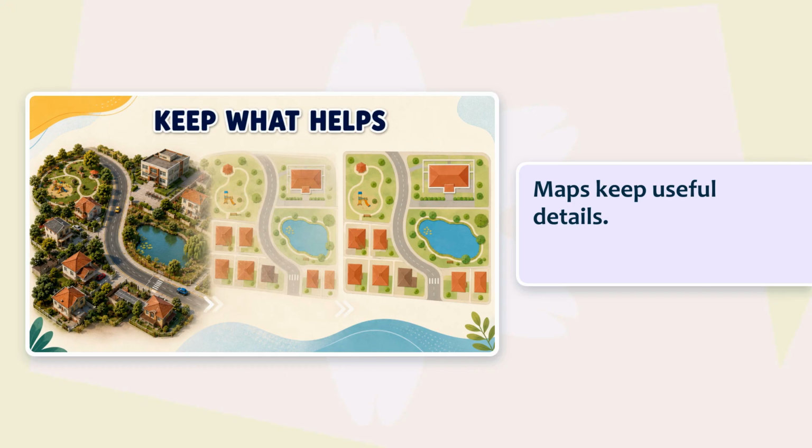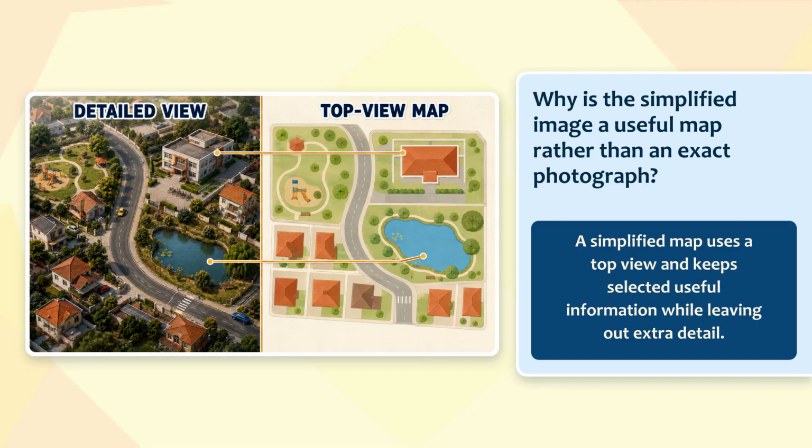Maps keep useful details. Extra details can hide the places we need to find. Think about the map's job. Why is the simplified image a useful map rather than an exact photograph? The important clue is the map's purpose. A simplified map uses a top view and keeps selected useful information while leaving out extra detail. Next, we will study a map made especially to show natural features.